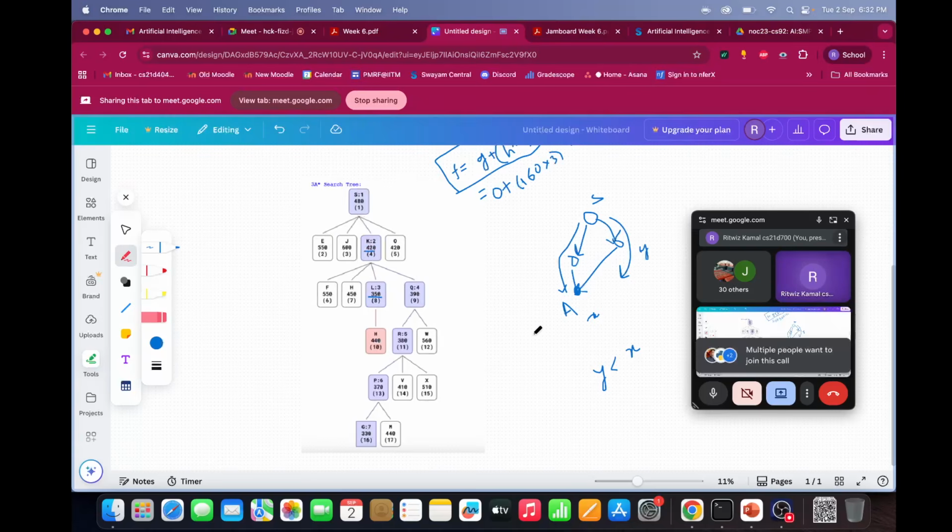Understood. So only those nodes which have multiple paths are eligible for pruning, depending on the cost factor. Exactly. Yes. Thank you. Thanks for your question.